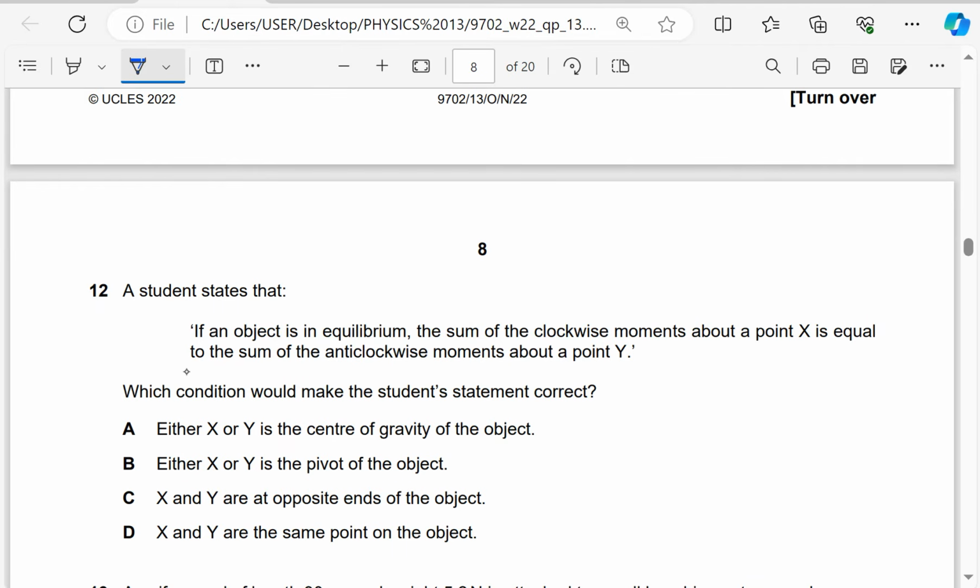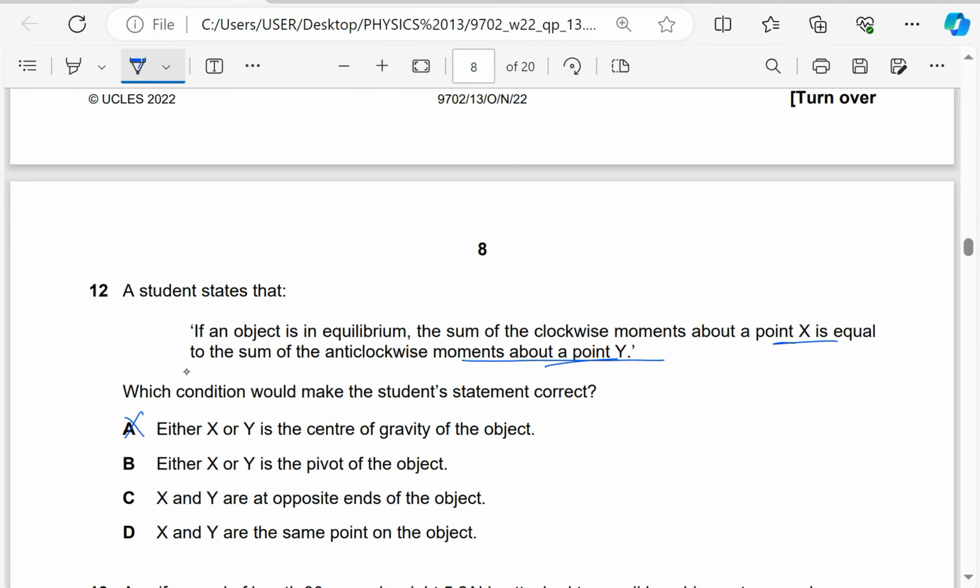The student states that if an object is in equilibrium, the sum of clockwise moments about a point X is equal to the sum of anticlockwise moments about point Y. This is true if point X and point Y are the same point. Which condition would make the student's statement correct? Either X or Y is the center of gravity of the object.